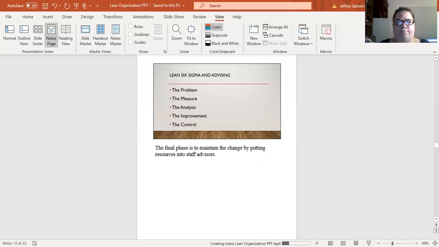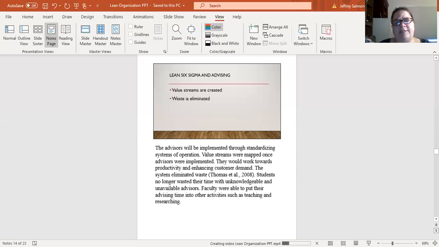The advisors will be implemented through standardizing systems of operation. Value streams were mapped once advisors were implemented. They will work towards productivity and enhancing customer demand. The system eliminated waste. Students no longer wasted their time with unknowledgeable and unavailable advisors. Faculty will be able to put their advising time into other activities, such as teaching and researching.